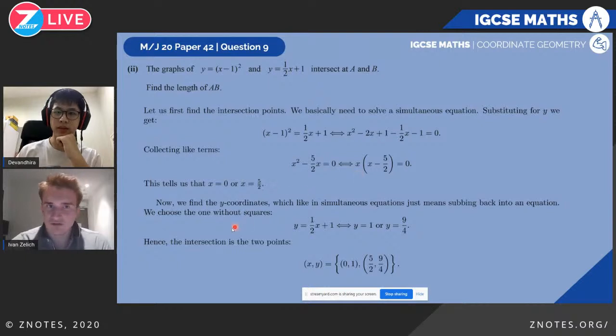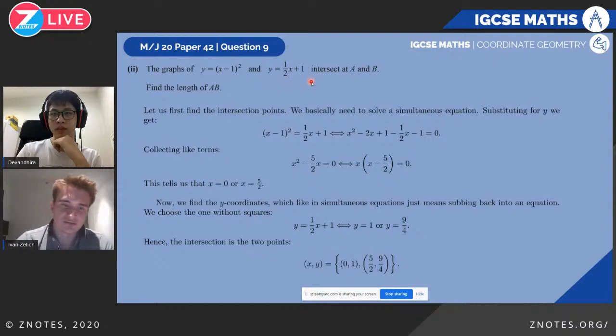So in general, we choose the easier equation, and it seems like the one without squares might be easier to calculate. So we substitute in the values of x that we have here, 0 or 5 on 2, into this equation y equals a half x plus 1. And then we get two values for y. It's either 1 or 9 on 4.